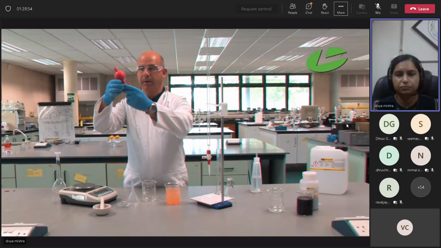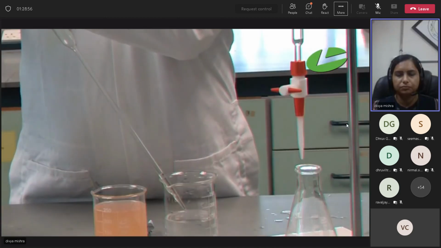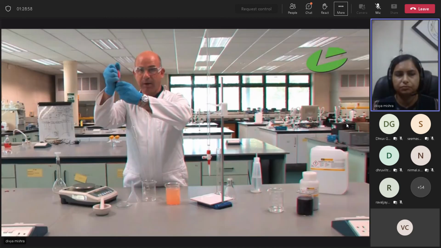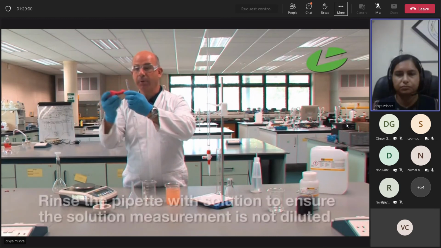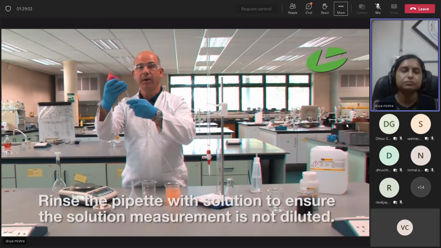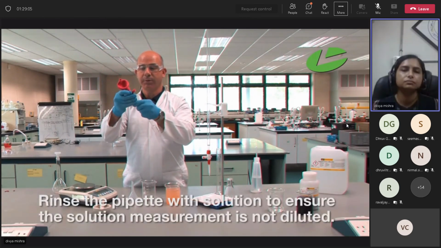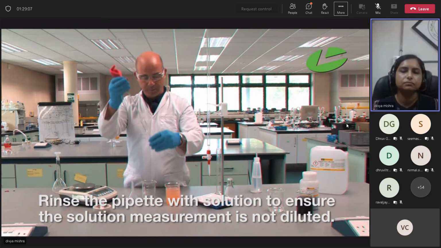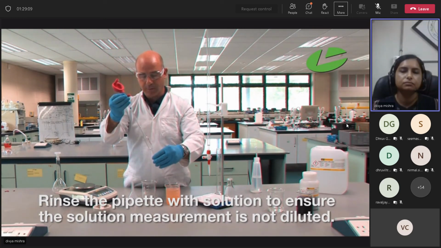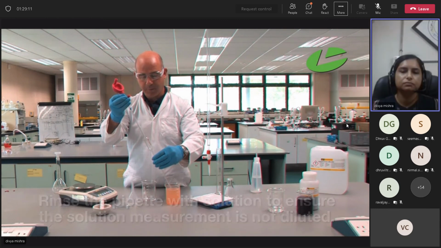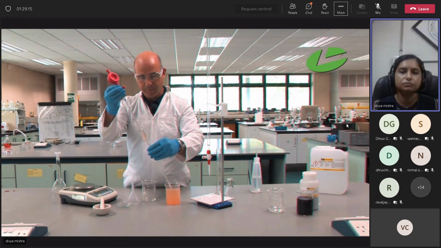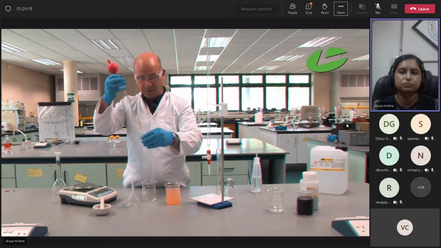There's a little drop remaining at the bottom, so I'm going to press the button marked S and squeeze out the last remaining amount of water. And now I'm going to rinse with the solution it's going to contain to ensure I don't dilute the solution. So again, draw the liquid up into the pipette. Now my pipette has been rinsed out.